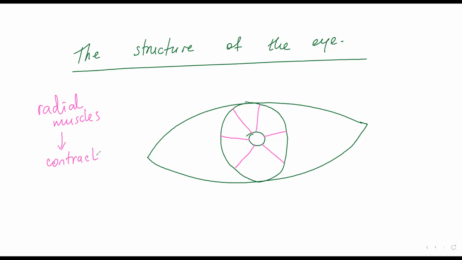Iris will be smaller. Iris will be smaller and the pupil will be bigger. Pupil will be bigger. Is it good or bad? It is good. If you are in a dark condition, of course it's good.